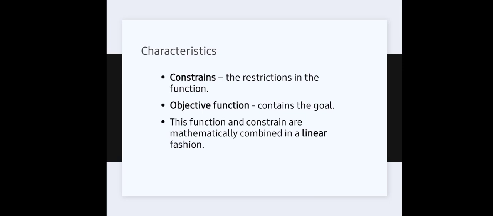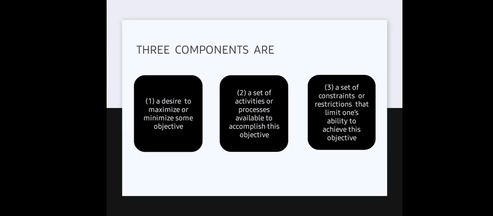Constraints are nothing but the restrictions in the function, and the objective function contains the goal, and these two are mathematically combined in a linear fashion. There are three main components in linear programming.